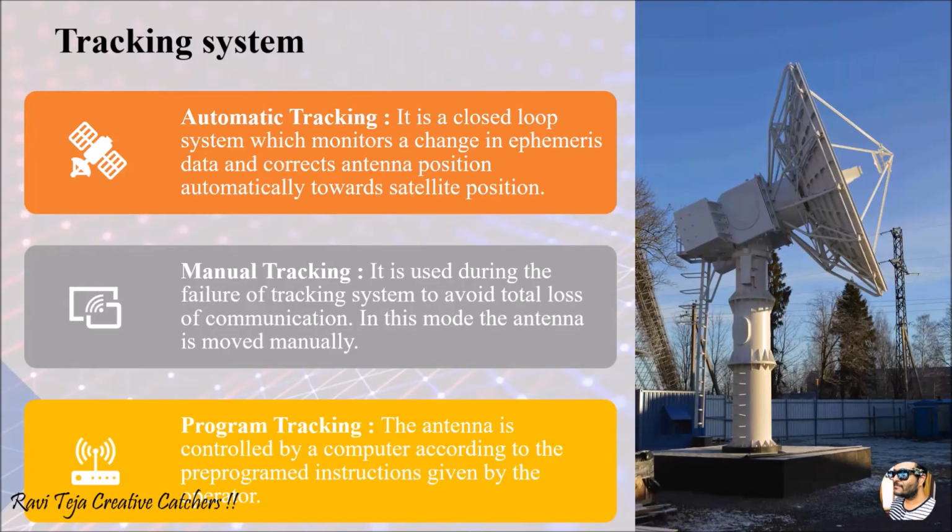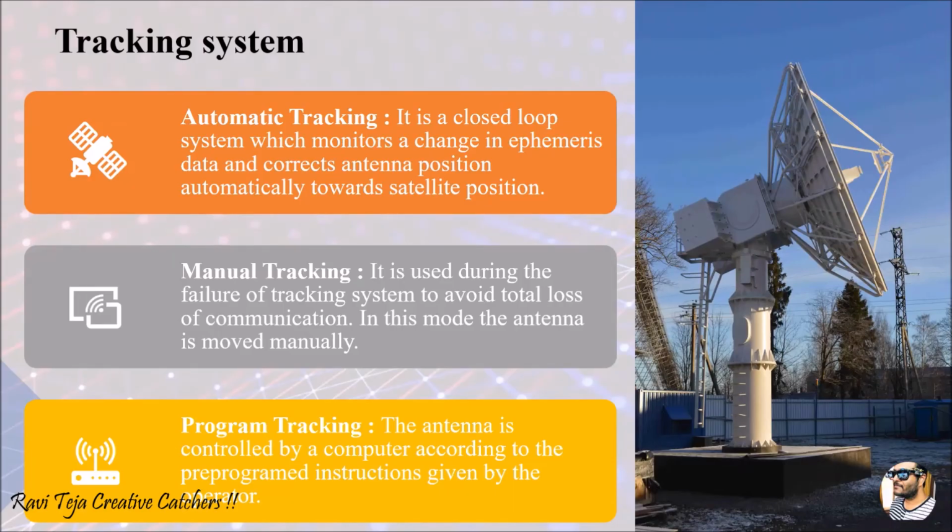At the time of program tracking, the operator, whoever is coding that particular computer, will estimate or predict that on a particular day or at a particular time the satellite will be in this position. Based on that prediction, this operator or developer programs that particular system, and this system will be connected to an antenna or a dish. So based on this program, the antenna moves according to that programmed position.